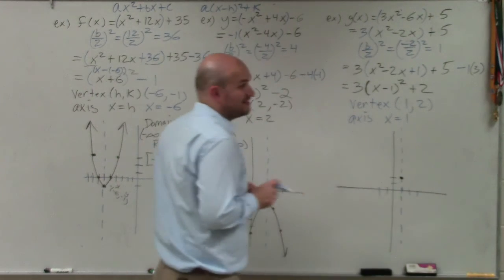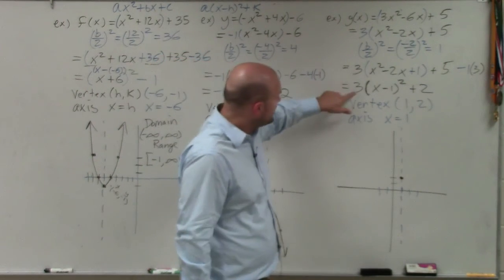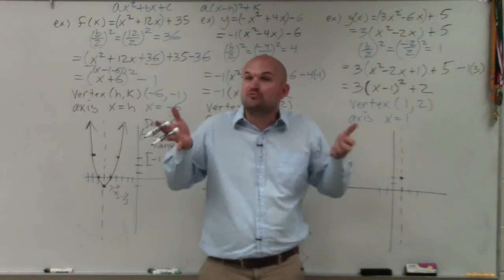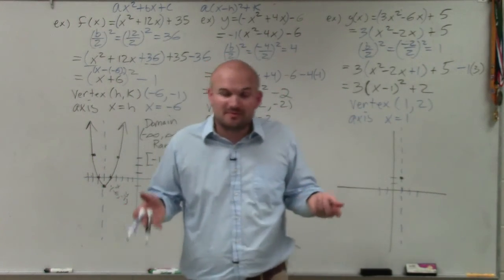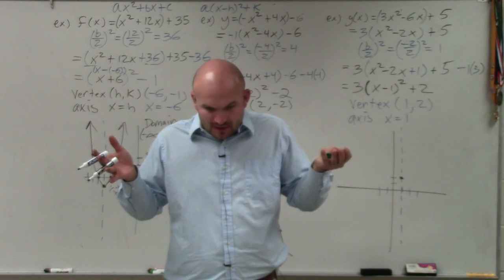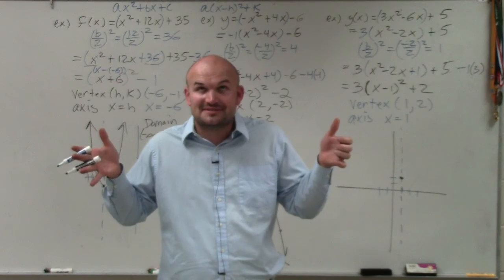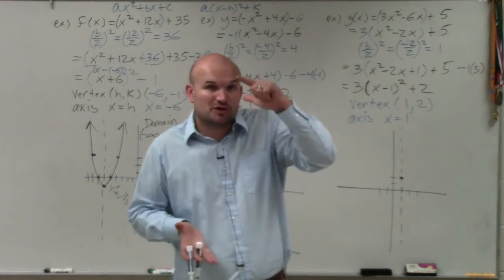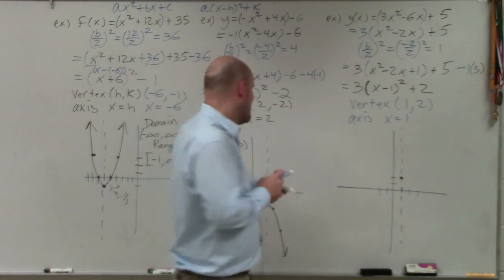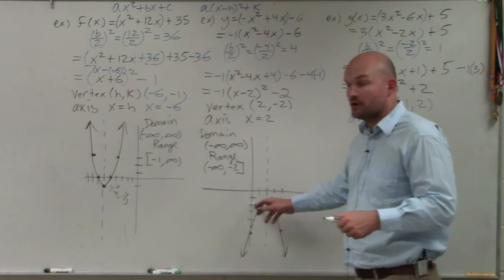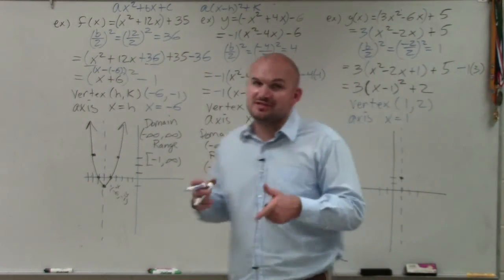Now, here's where it gets interesting. You can see here I have this 3, and that's going to be changing what this graph looks like. That's going to be a compression of the graph. So remember, when you have that 3 on the outside, that's going to be a horizontal compression or a vertical stretch. So how is that going to affect the graph? Well, basically over here, we always went over 1, up 1. Or if it was negative, we went over 1, down 1. Well, we're still going to do the same thing.